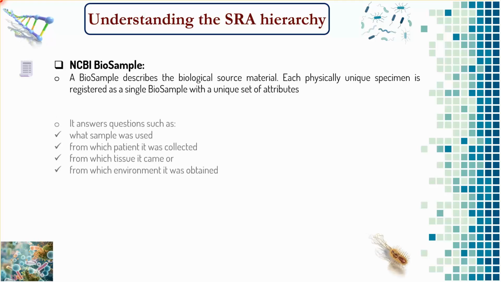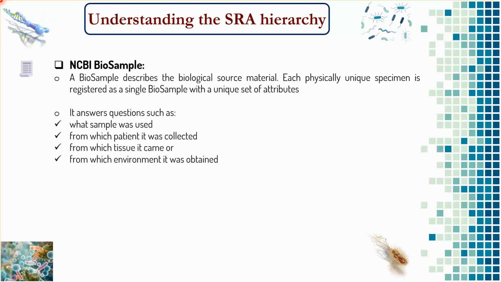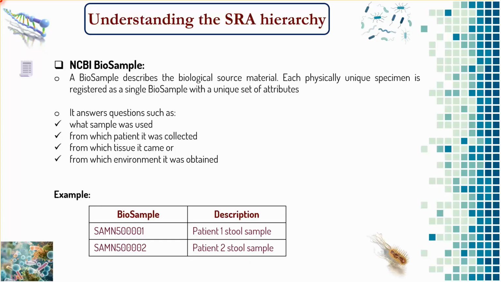It answers questions such as what sample was used, from which patient it was collected, from which tissue it came, or from which environment it was obtained. Each collected specimen receives a unique biosample accession number. As we can see here, it is the biosample accession number for patient 1 stool sample. This is the accession number for patient 2 stool sample. So, if we collect stool samples from two different patients, each sample is treated as a separate biosample.